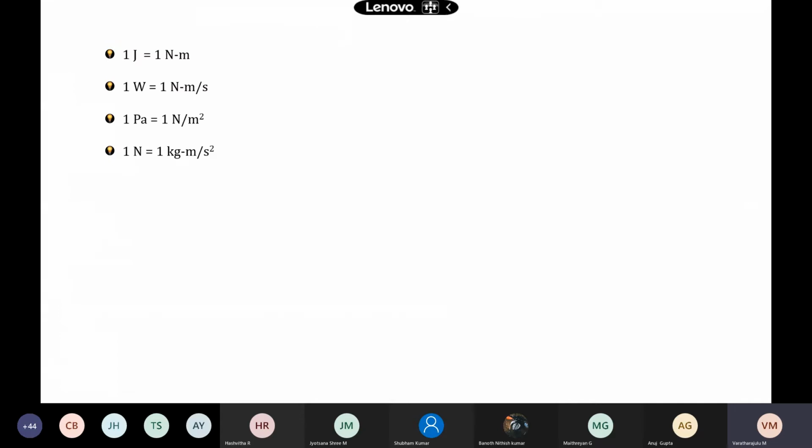1 joule is equal to 1 Newton meter. We request anyone to share any other current affairs.